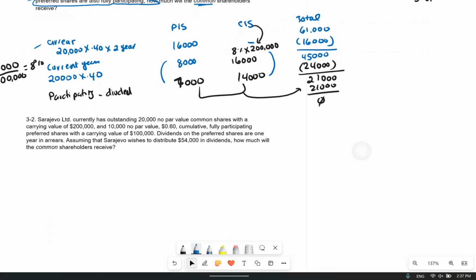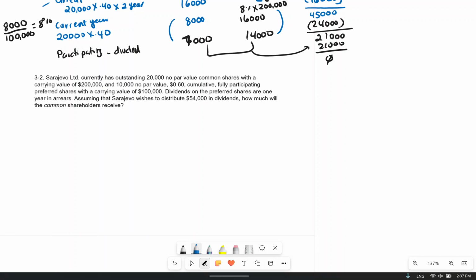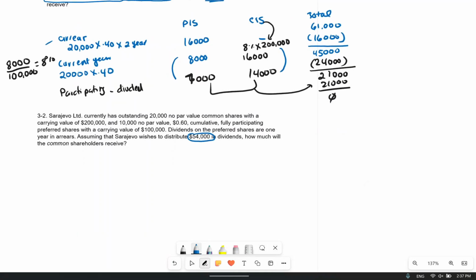Going into this is a similar question that we have, and the only difference is we're paying 54,000 in dividends. So altogether we paid them 30,000. We paid them 31,000 here. Going further, we have preferred shares, we have common shares, and we have a total, and the total we're distributing is 54,000. So that's how much we are distributing.